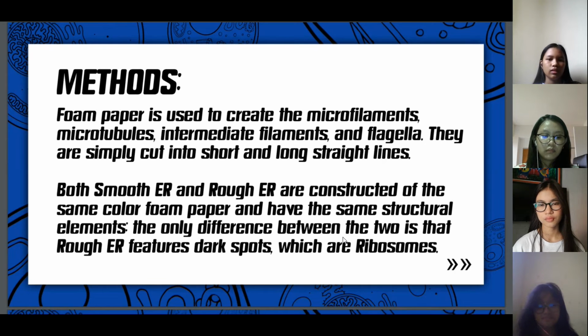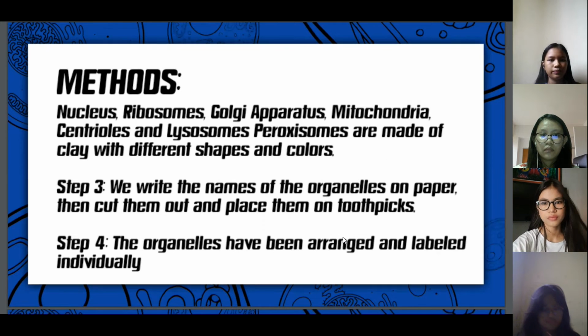Foam paper is used to create the microfilaments, microtubules, intermediate filaments, and flagella. They are simply cut into short and long straight lines. Both smooth ER and rough ER are constructed of the same color foam paper and have the same structural elements. The only difference between the two is that rough ER features dark spots, which are ribosomes. The nucleus, ribosomes, Golgi apparatus, mitochondria, centrioles, lysosomes, and peroxisomes are made of clay with different shapes and colors.